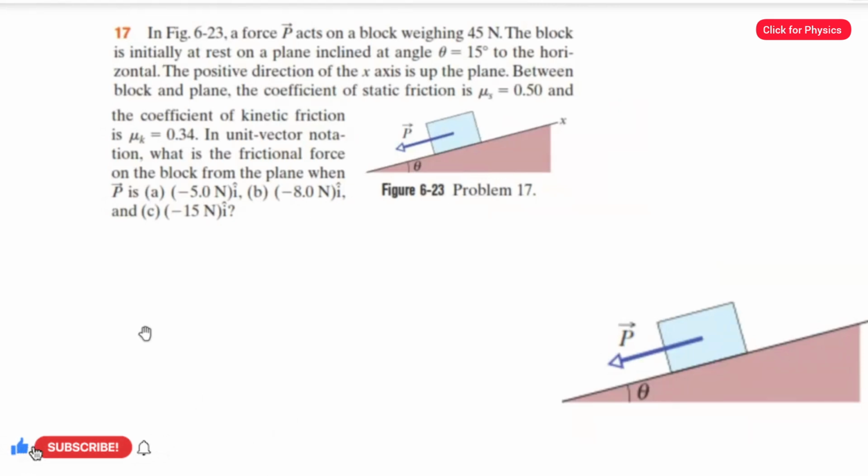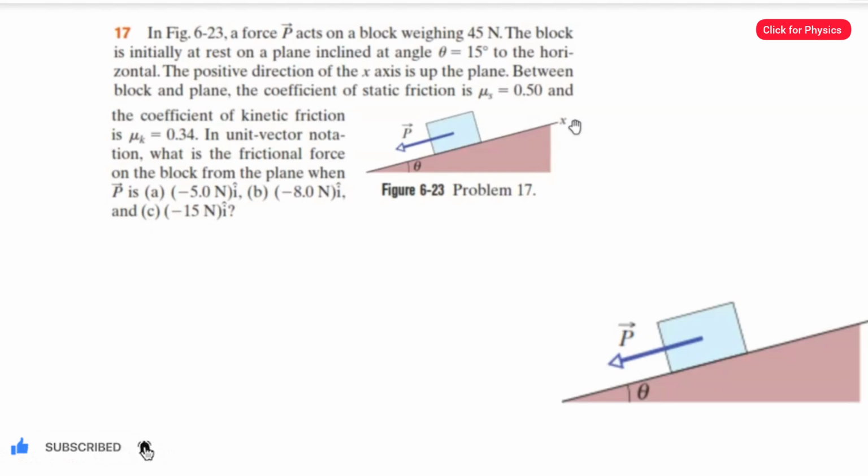So in this question, we are going to find the frictional force for three different values of P vector. Here we place a block on an inclined plane at an angle of 15 degrees. Initially, the block is at rest, and the block weight is given as 45 Newton. There is friction between the block surface and the plane surface. That's the reason they gave the coefficient of static friction and kinetic friction, which take the values mu s 0.50 and mu k 0.34.